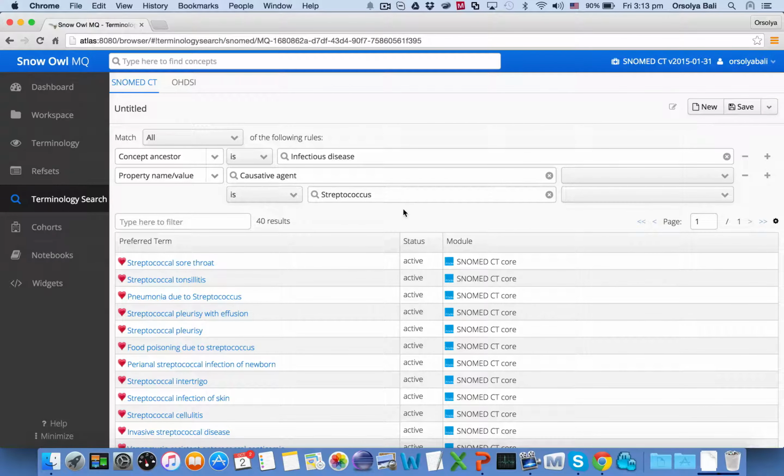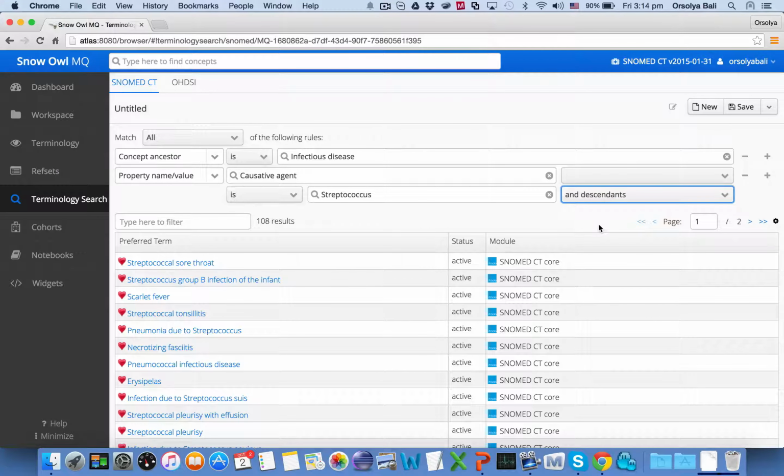So we can see that the results are very limited. Now, instead of the 6,000, we only have 40 diseases that fulfill this search requirement. But we're not only looking for concepts that are exactly caused by the Streptococcus bacteria, but any subtype of Streptococcus, which can be a specification of that particular bacteria, and this returns us around 100 results.